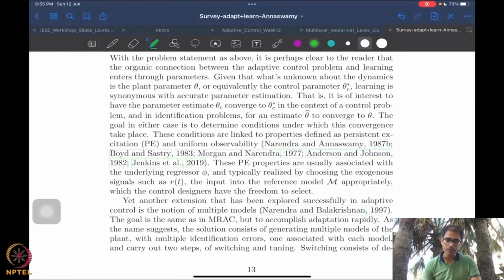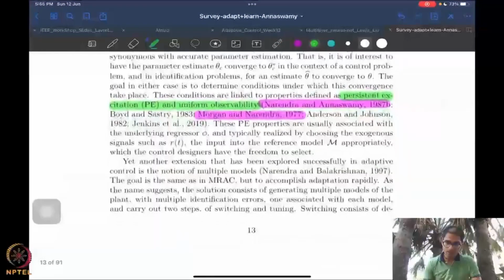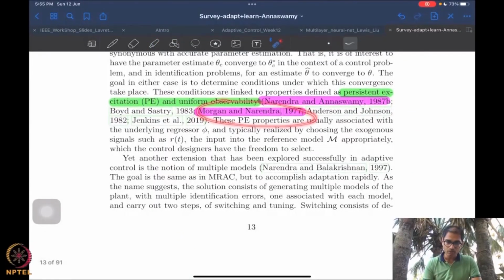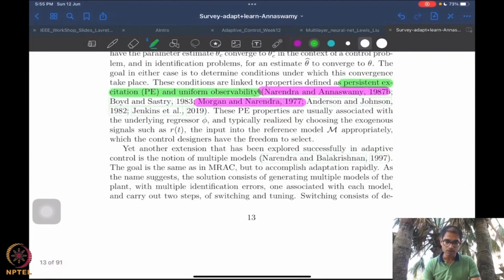Many researchers established when such learning can happen, and these are connected to the persistence of excitation condition and uniform observability condition. We did look at this extensively, right? We looked at the work here, and in fact, mostly the Morgan Narendra paper in '77. So this article is what we focused on mostly, the results that you saw, but we also saw further results.